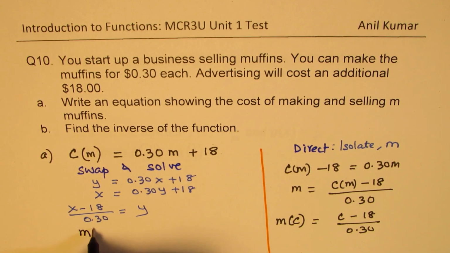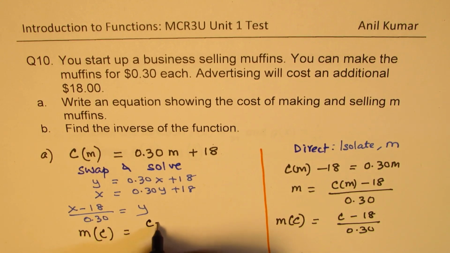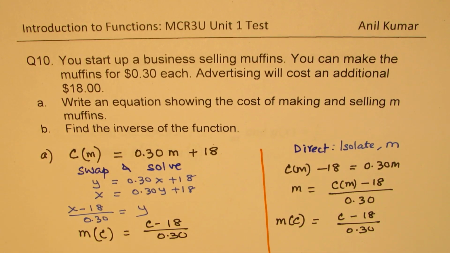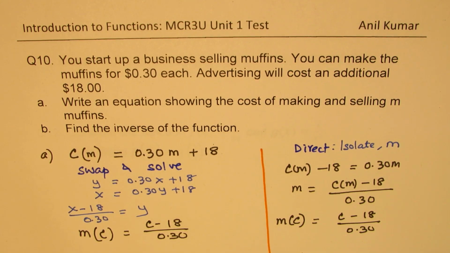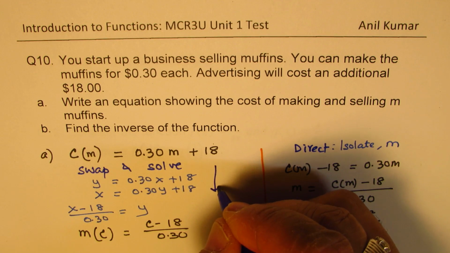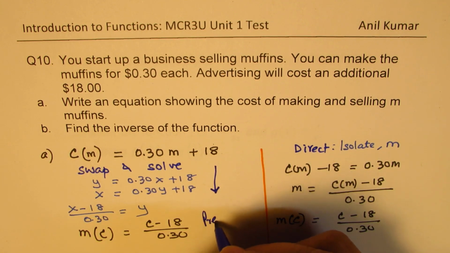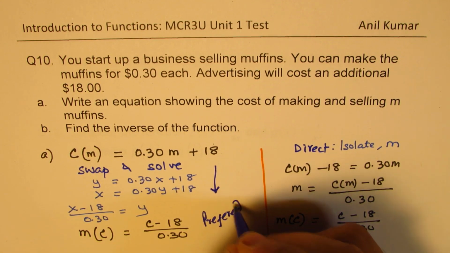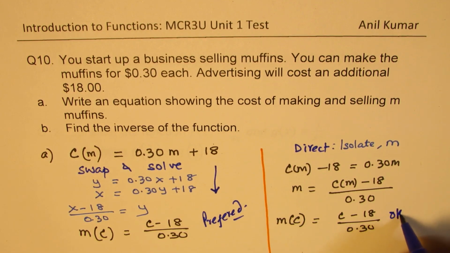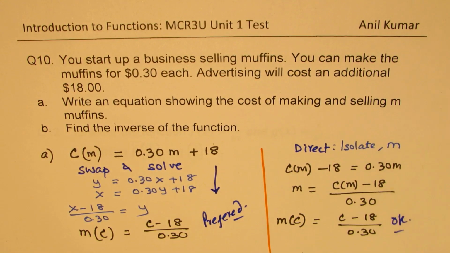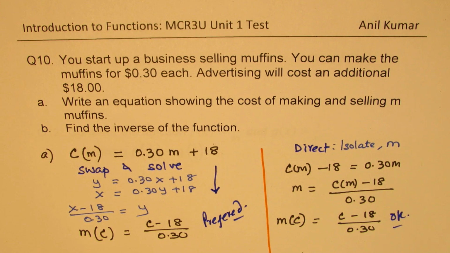So we got the number of muffins in terms of the cost, right? And this becomes the cost now. So cost minus 18 over 0.30. Do you see that? So both are correct methods. You could adopt any one of them. What you are being taught is this particular method, correct? So that is preferred. Right, this is okay. So these are the two methods which you could adopt.